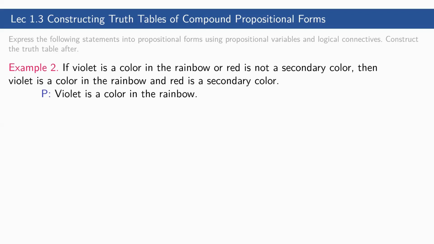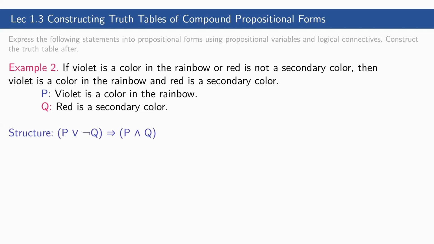First, P, violet is a color in the rainbow. Q, red is a secondary color. Okay, let us now have the structure. We have here P or not Q implies P and Q. Take a look at the original statement. We have there an implication. And then the premise is a disjunction. And then our conclusion is a conjunction.